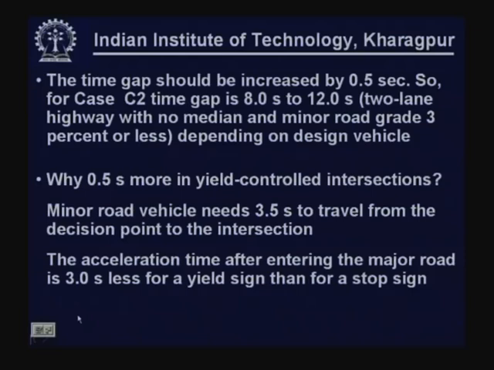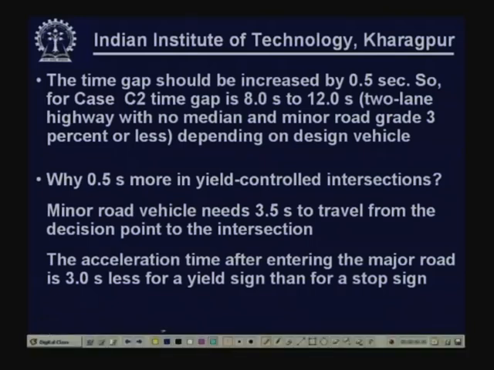Now, let us try to understand the basis for this increment in time by half second. Why is it increased? It is found that minor road vehicle needs 3.5 second additional time to travel from decision point to the intersection for yield control approach.